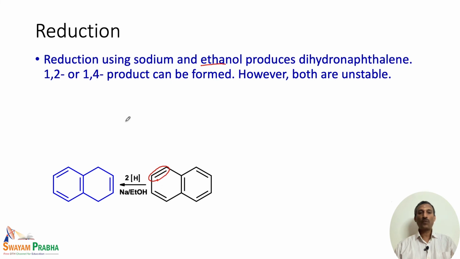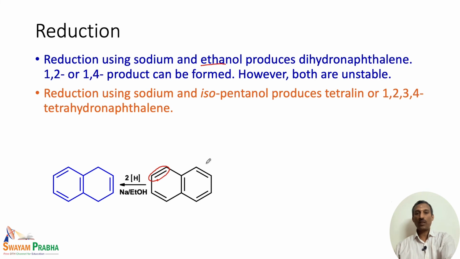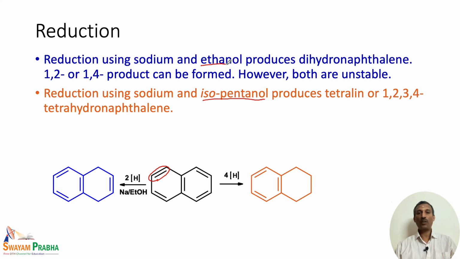That leads to the 1,2 or 1,4 product, and both the products are going to be highly unstable. That is the reason these compounds are seldom isolated. But if we do the same reduction using a different reagent, that is sodium and isopentanol, instead of ethanol, we end up with hydrogenation of this double bond, which gives a tetrahydro derivative. So, we end up with the 1,2,3,4-tetrahydronaphthalene derivative.